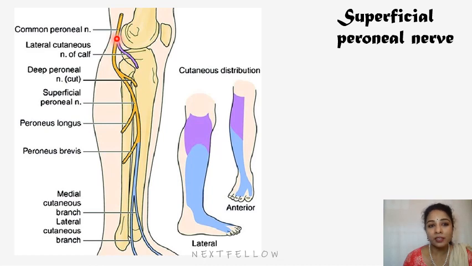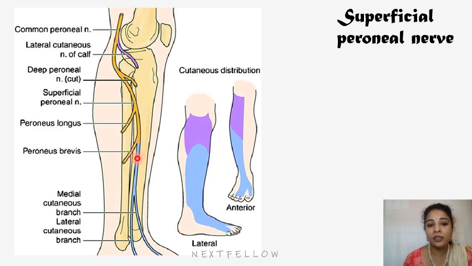Common peroneal nerve is otherwise called common fibular nerve, and when it bifurcates, the superficial peroneal nerve, otherwise called superficial fibular nerve, runs laterally. It lies deep to peroneus longus muscle. We can see a twig giving off to peroneus longus. It lies deep to peroneus longus and peroneus brevis muscles, and further deep to extensor digitorum longus, and it pierces the deep fascia in the distal third of the leg.